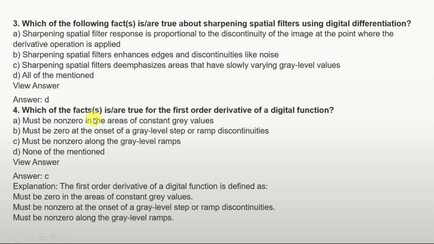Which of the facts are true for the first order derivative of a digital function? Options are: must be non-zero in areas of constant gray values, must be 0 at onset of gray level step or ramp discontinuities, option C is must be non-zero along the gray level ramp, and option D is none of the mentioned. So the answer is option C, that is must be non-zero along the gray level ramp. We can easily see the explanation as well.